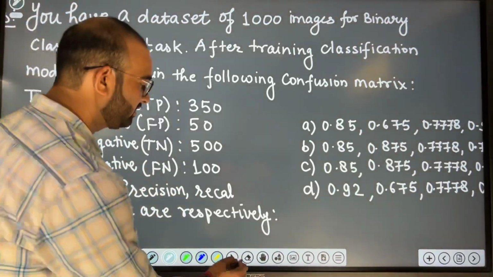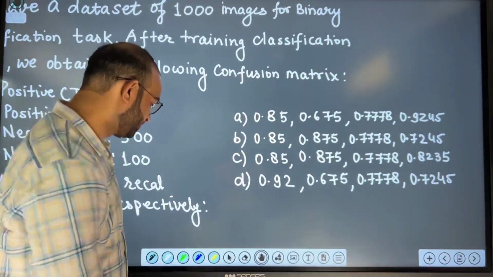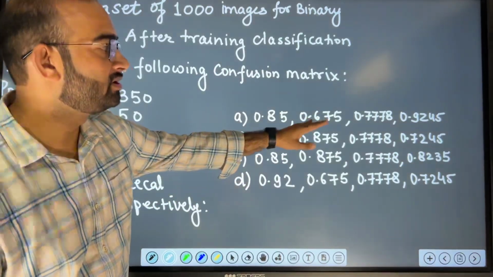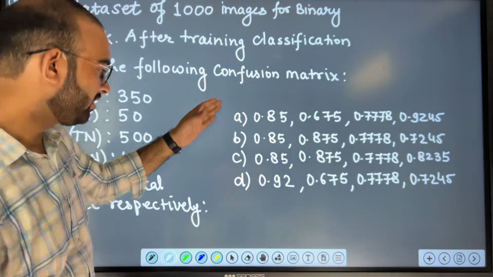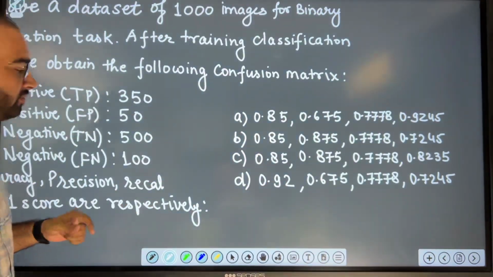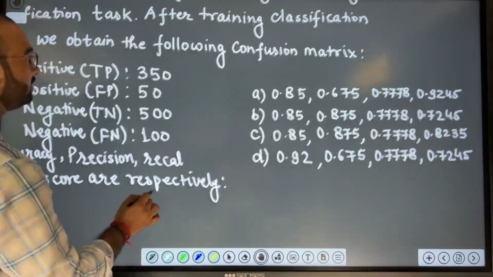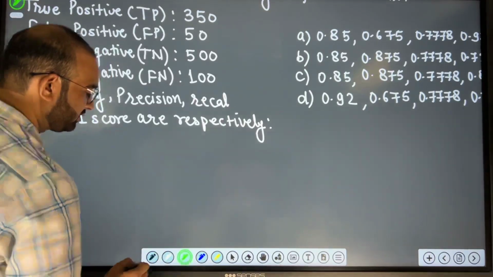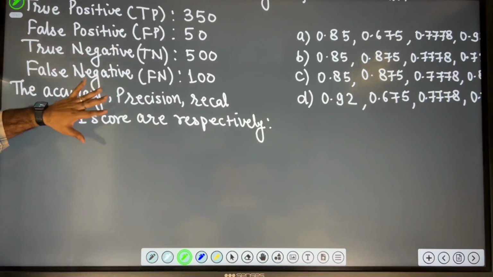And we are provided with options here. We are provided with all 4 options, giving accuracy, precision, recall and F1 score. Okay, so these are our 4 options. So let's talk about how we can solve this problem. Let's understand what our approach should be. First I have to understand what a confusion matrix is.